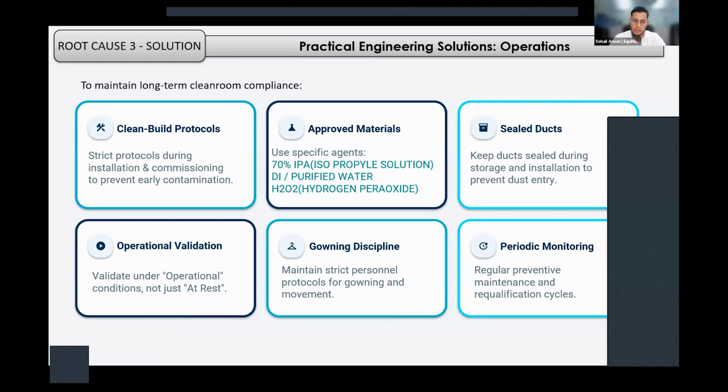Point number four is to validate under operational condition, not just at rest. Point number five is we have to maintain strict gowning discipline before entry into clean rooms. Periodic monitoring, regular preventive maintenance, and regular requalification cycles.